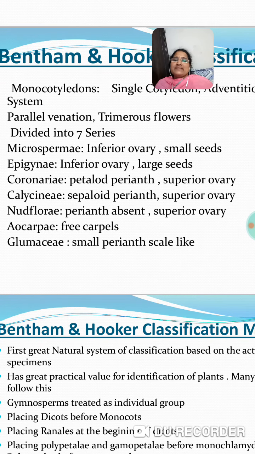And the last one is Glumaceae. Glumaceae is the advanced family among all in the whole Bentham and Hooker system of classification. The Glumaceae family is the most advanced family. Here the perianth is completely reduced, meaning the calyx and corolla are completely reduced to scale-like projections, scale-like structures. Such flowered plants are kept under Glumaceae.